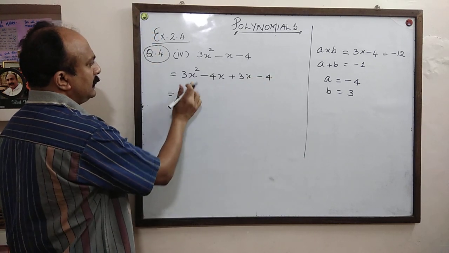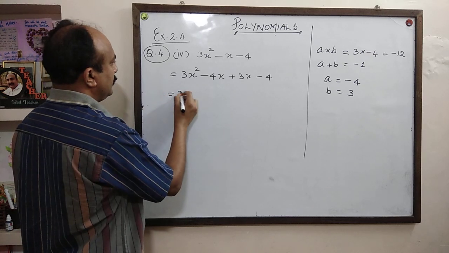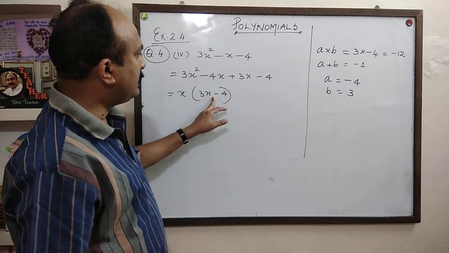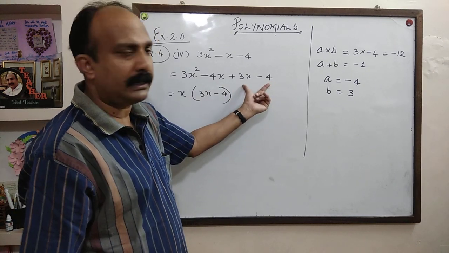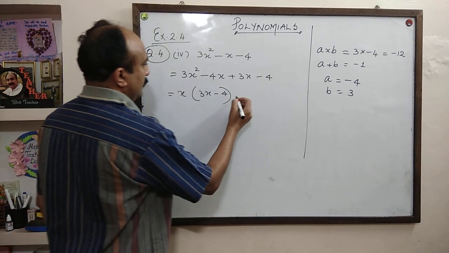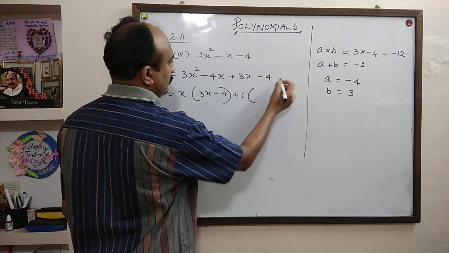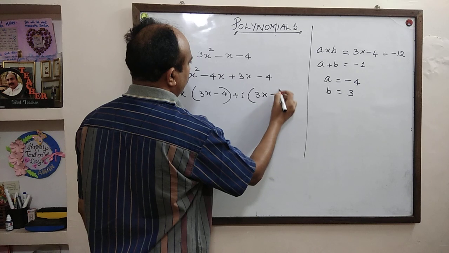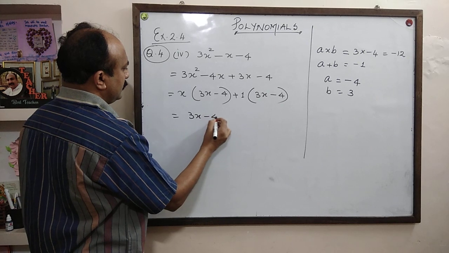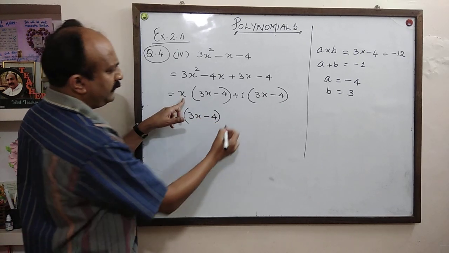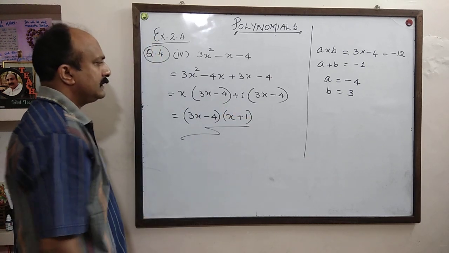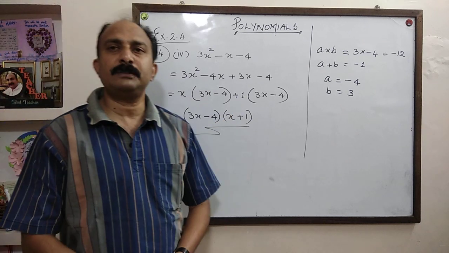What is common? Here only x is common. x into 3x minus 4. Now we need the same 3x minus 4 here also. Here also the terms are the same, 3x minus 4. So what is common? Plus 1. So plus 1 is common, and the same terms are repeated, 3x minus 4. Now what is common? 3x minus 4 is common. What is left here? x. What is left here? Plus 1. So the answer is 3x minus 1 into x plus 1.